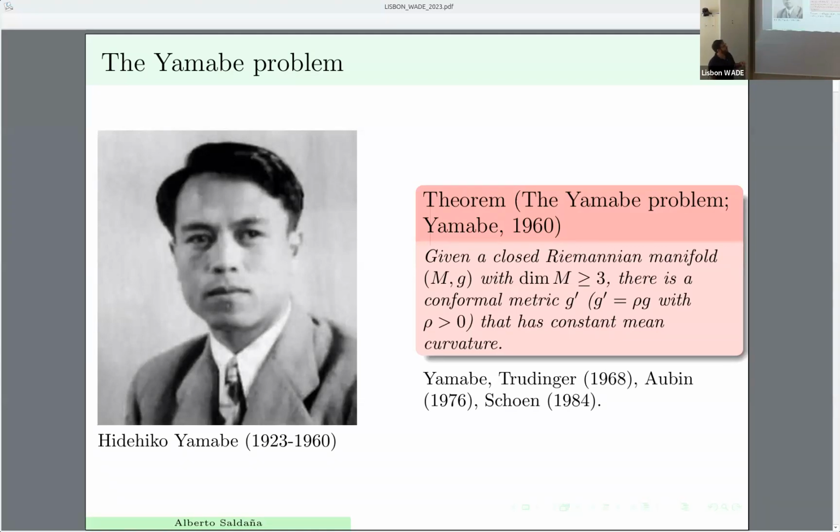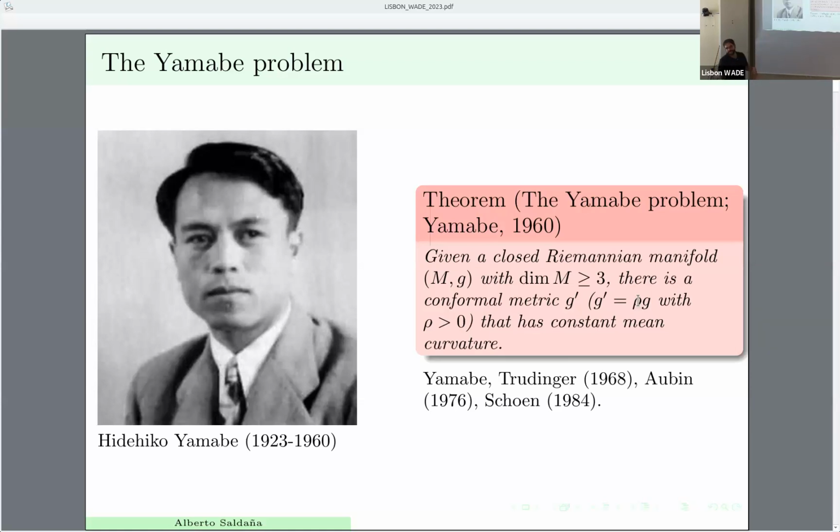Given a closed Riemannian manifold of dimension bigger or equal to 3, there is a conformal metric g prime, which means that I am going to get this g prime from the original metric by just multiplying it with a conformal factor, which is just a positive function, such that with this conformal change, the new metric is going to have constant scalar curvature. So this was a first approach of Yamabe to try to simplify the problem, and from there try to solve the Poincaré conjecture.